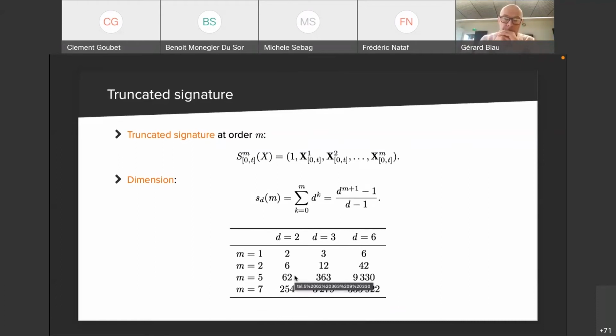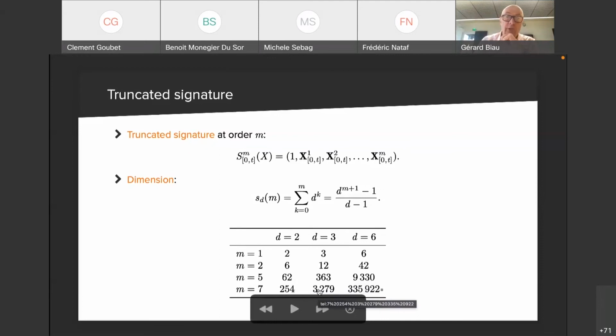And so it's 3,000. A vector of size 3,000, which is already something, because this will play the role of the feature. So it means that if you then use machine learning behind, you will have a problem in dimension 3,000. And of course, if you have a process in dimension 6 and you truncate at level 7, you have huge dimensional vectors. But okay.